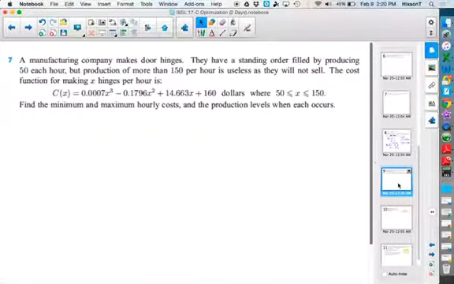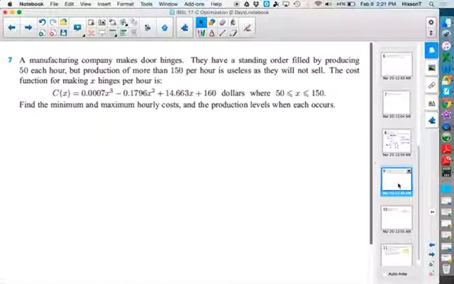All right, so I wanted to look at this example here because they gave us a specific range for what x can be. It says here, a manufacturing company makes door hinges. They have a standing order filled by producing 50 each hour, but production of more than 150 per hour is useless, as they will not sell. So here they figured out a range. They know they got to make at least 50, but if they make more than 150, they're not going to sell those, so we don't want to make them.